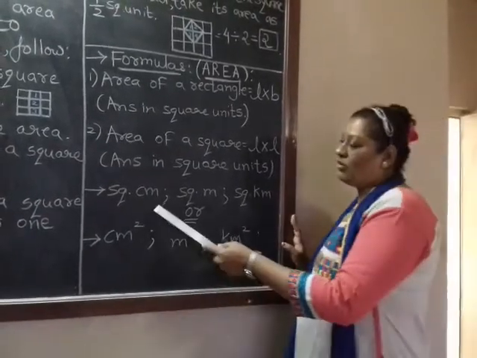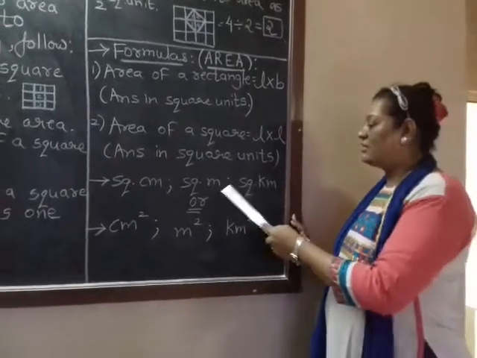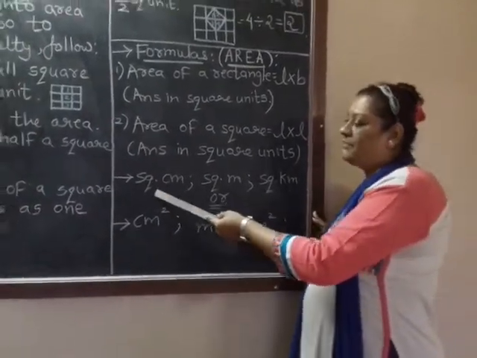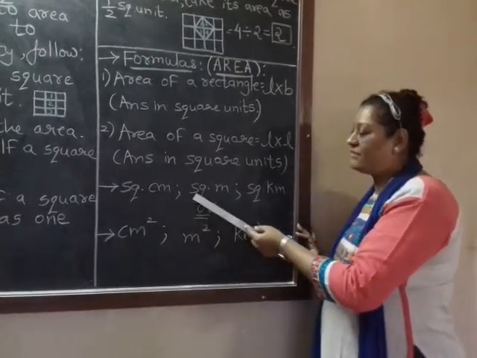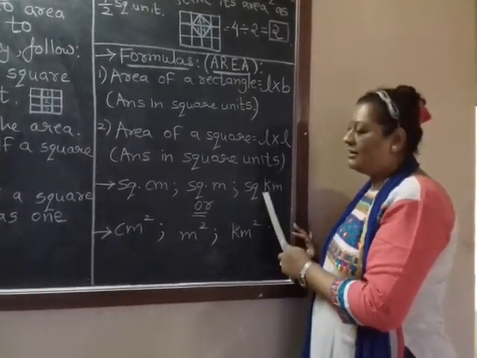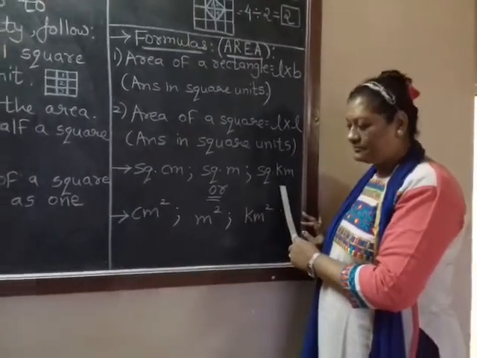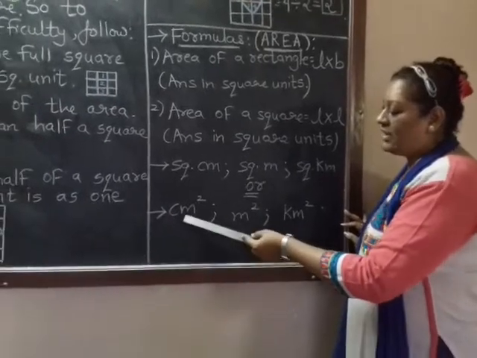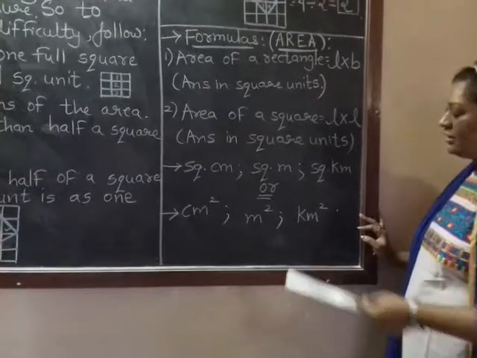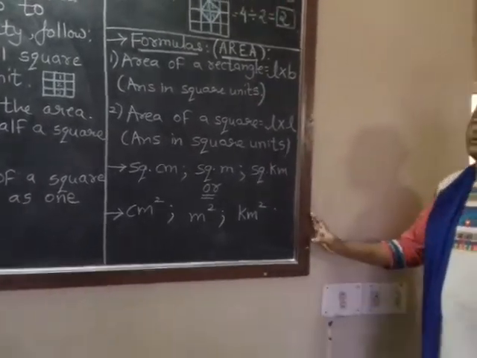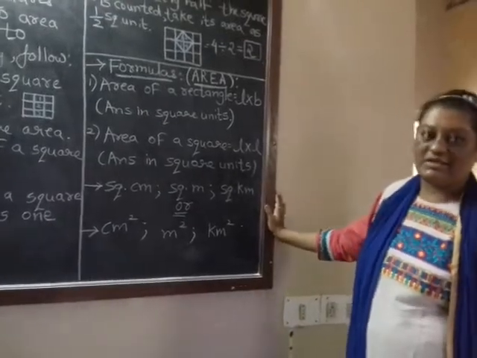Square units means what? Whenever your answer comes in centimeter or meter or kilometer, before that you have to write sq., that is sq. centimeter, sq. meter, sq. kilometer. This is compulsory for area units. Either that, or you can write centimeter raised to 2, meter raised to 2 or kilometer raised to 2. Hopefully this is clear to you. I will proceed with exercise 10.2 of your textbook.